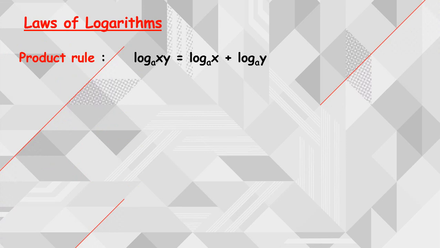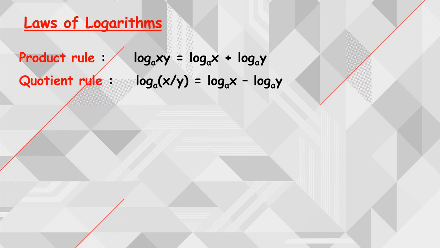So log of x into y to the base a can be written as log x to the base a plus log y to the base a. The same way, next is the quotient rule. So what is the quotient rule? Log of x by y to the base a is equal to log x to the base a minus log y to the base a.